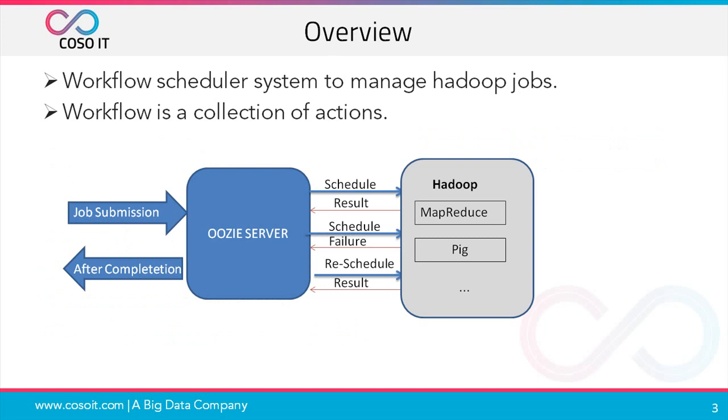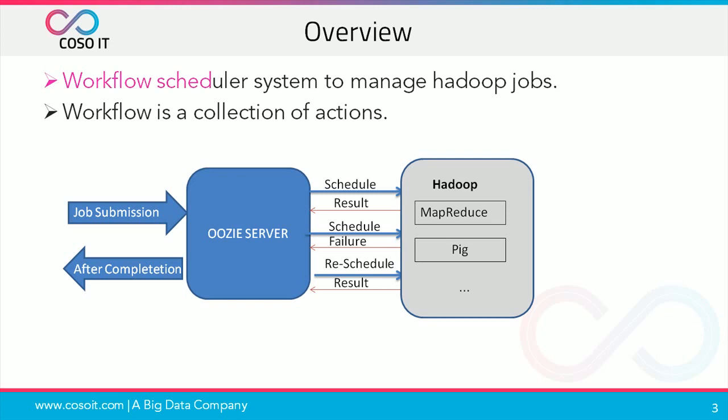So what is OOZIE? OOZIE is a scheduler system to manage Apache Hadoop jobs. So basically, OOZIE simplifies workflow and coordination between jobs. For example, for performing certain tasks, one job may not be sufficient and you may want to run several jobs in a sequence, and output from one job is fed to the other job as an input. So OOZIE is needed to coordinate between these jobs and thus called a workflow engine.